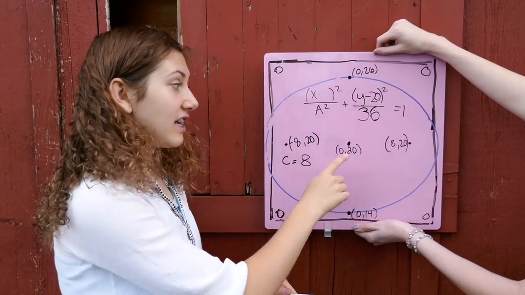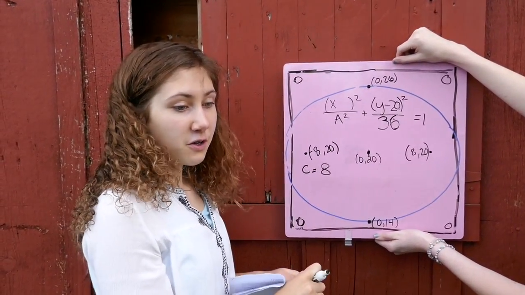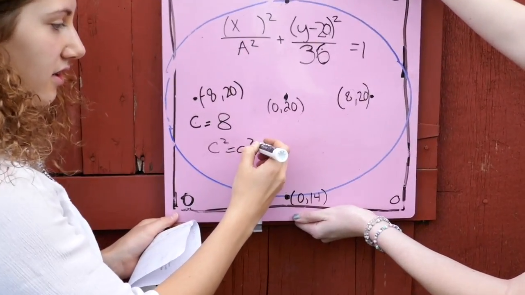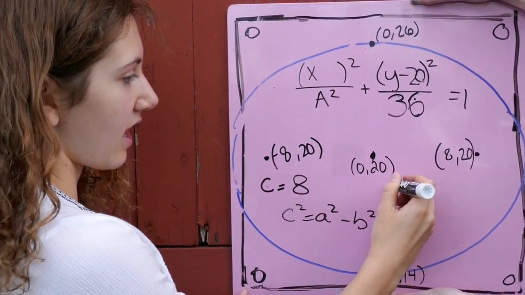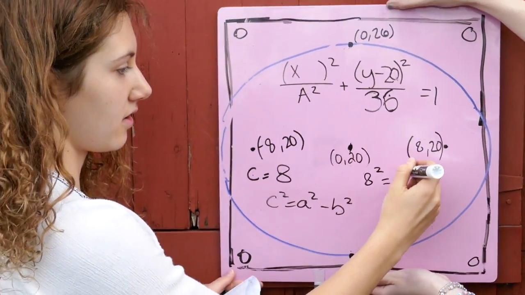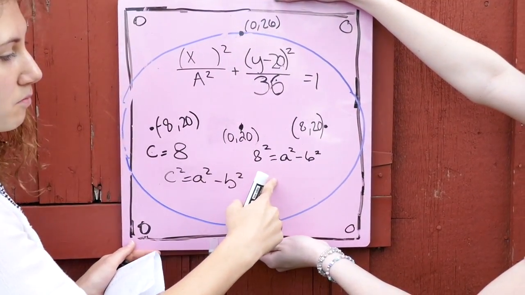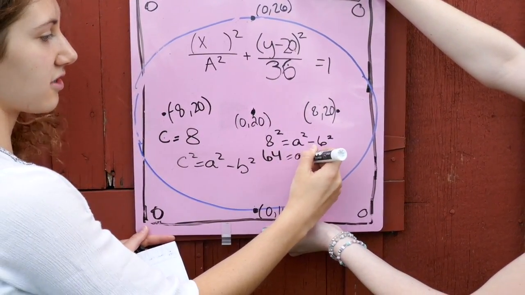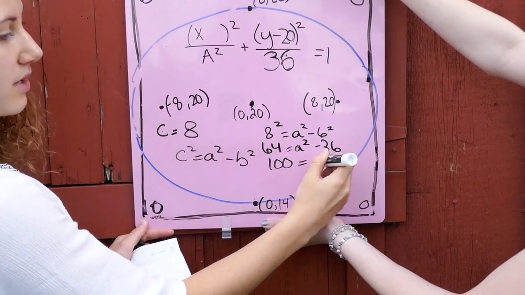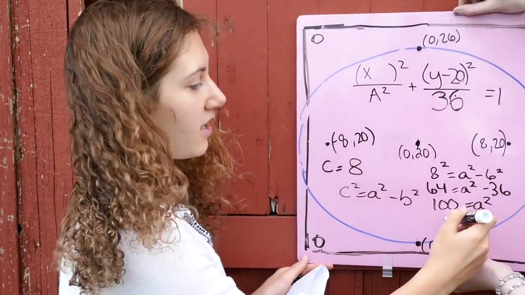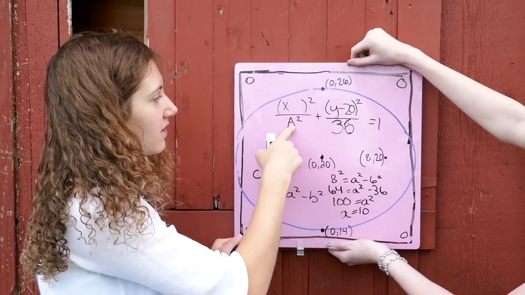Our foci are each 8 inches away from the center, which gives us our c value, which is 8. We can use the equation for foci, which is c squared equals a squared minus b squared, to find our a value. So if we plug in 8 for c, we'll get 8 squared equals a squared minus 6 squared. Then if you multiply that out, you get 64 equals a squared minus 36. You can then add over the 36, and you have 100 equals a squared. And then if you take the square root of 100, you get that a equals 10. So then, to put that into our equation, we can square a again and have 100.